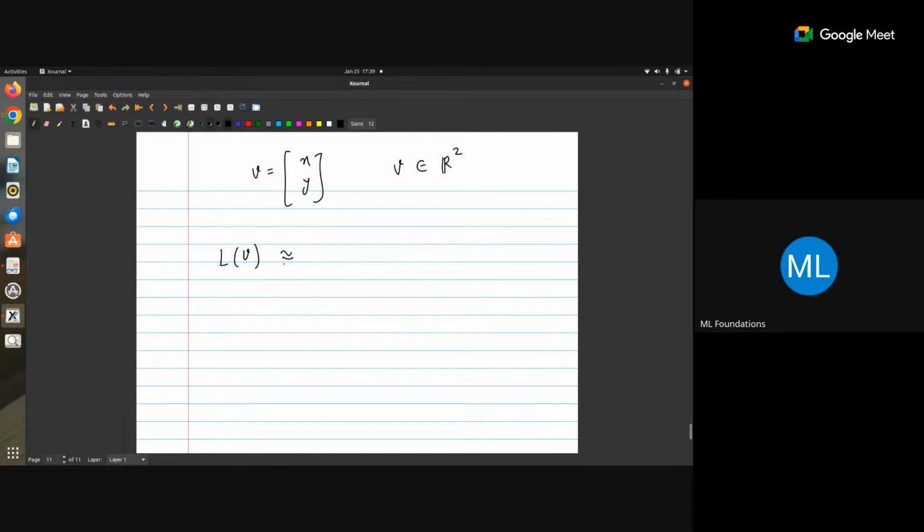Basically it is the linear approximation, and that can be written as f of v plus del f at v transpose, and this vector x minus v. This is what they've used in lectures. Yeah, correct. I think this is what is used, but it's again the same thing.